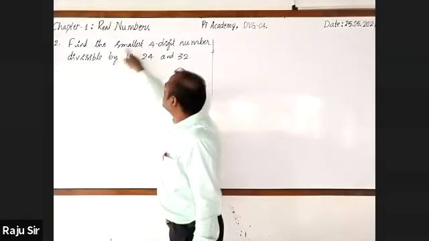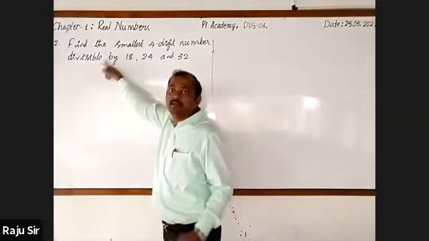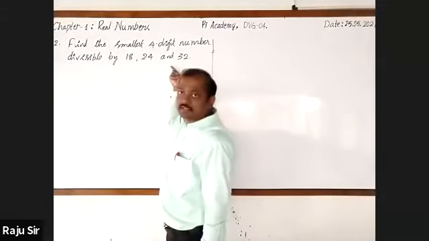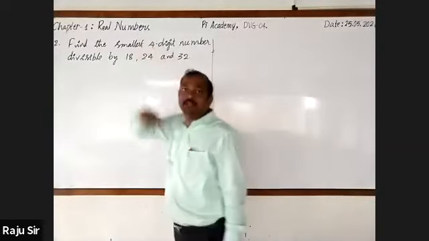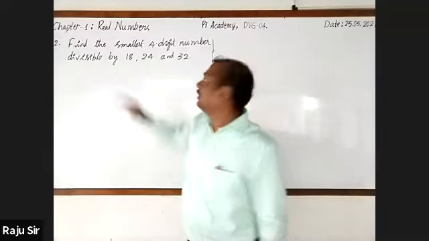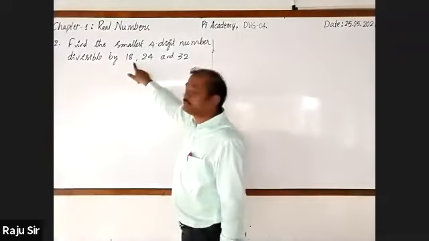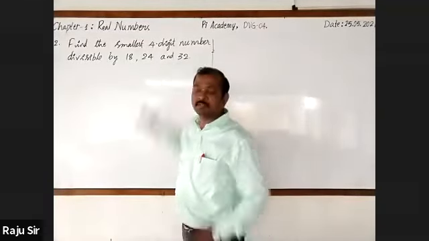Here, the smallest 4-digit number divisible by these three numbers is to be found. That means the number is a dividend. To get the dividend, we have to find the LCM of these three numbers.